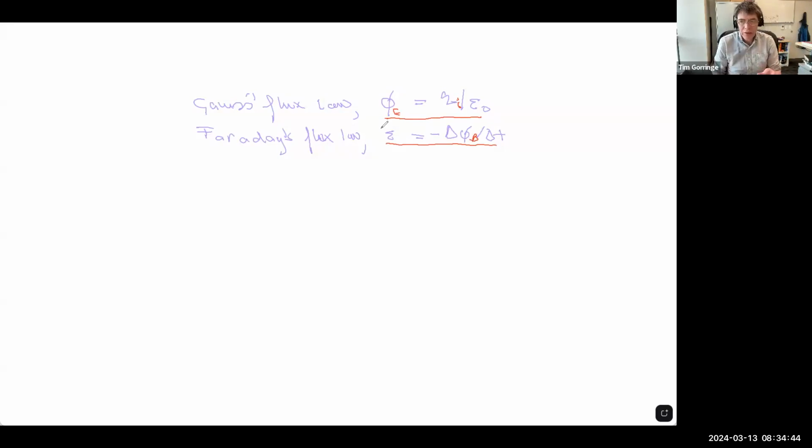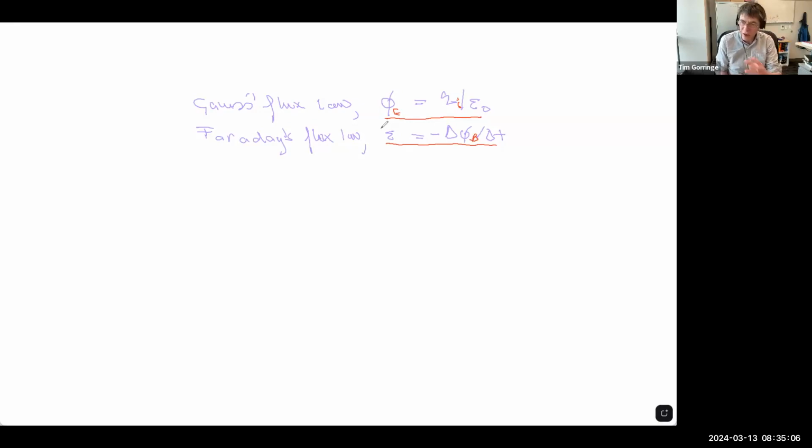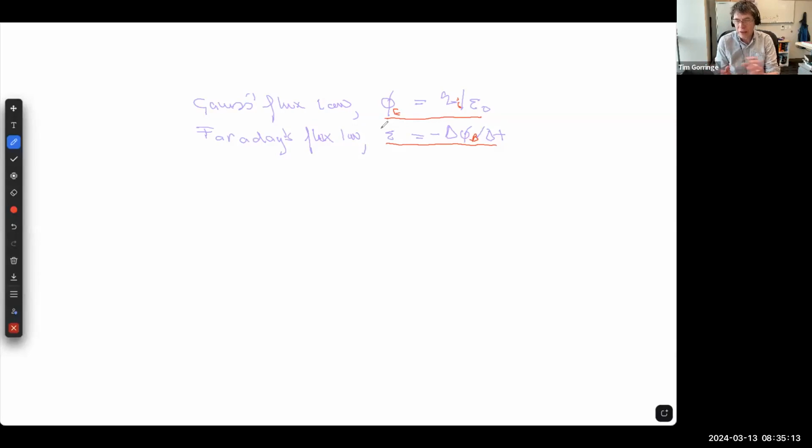Now, you might wonder, you might question, how could it be that one law, Faraday's flux law, describes two different effects, two different phenomena? One of them is due to a moving charge in a magnetic field, and the other one is the effect of a time-varying magnetic field creating an electrical field. Those are two very different effects. How could one law describe those two very different effects?